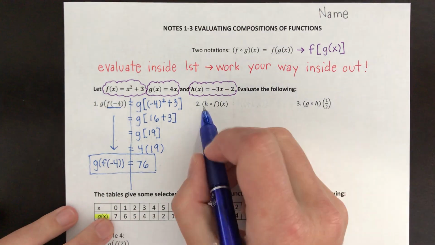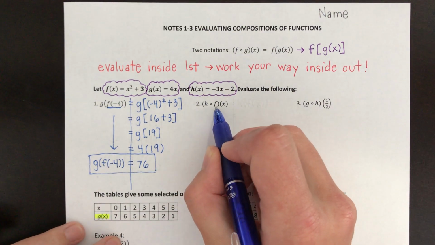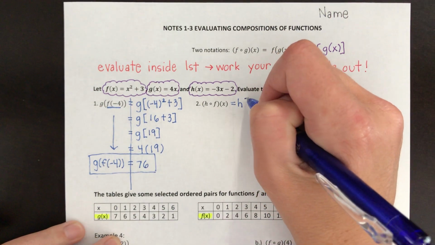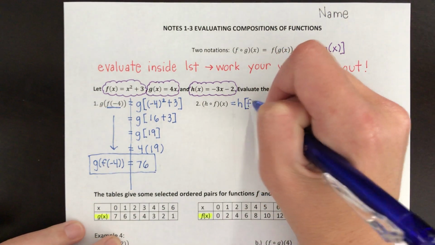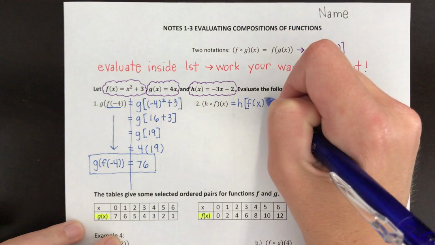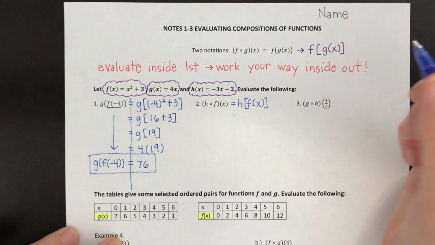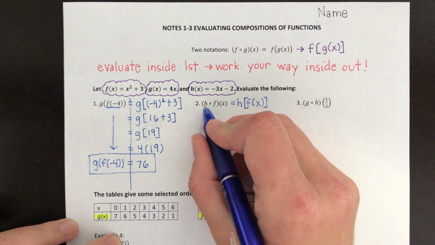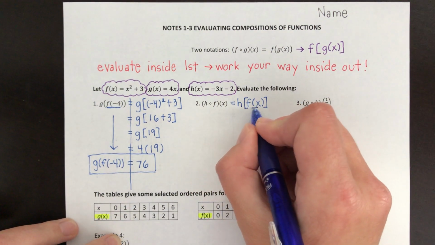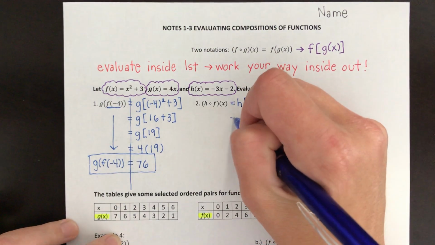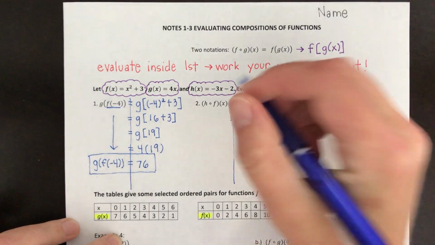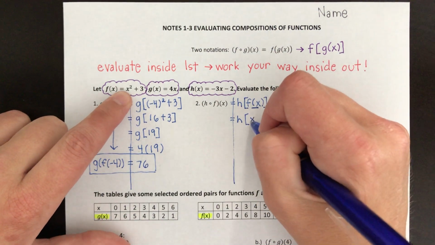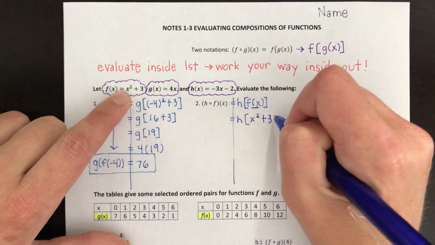Okay, number 2, so this is h composed of f of x, and remember that means the same thing as h of f of x. That means the same thing, okay, and I use the brackets, remember? So h of f of x, that's what we're finding. So f of x goes first, all right? F of x goes first. So what is f of x? F of x is x squared plus 3, okay?